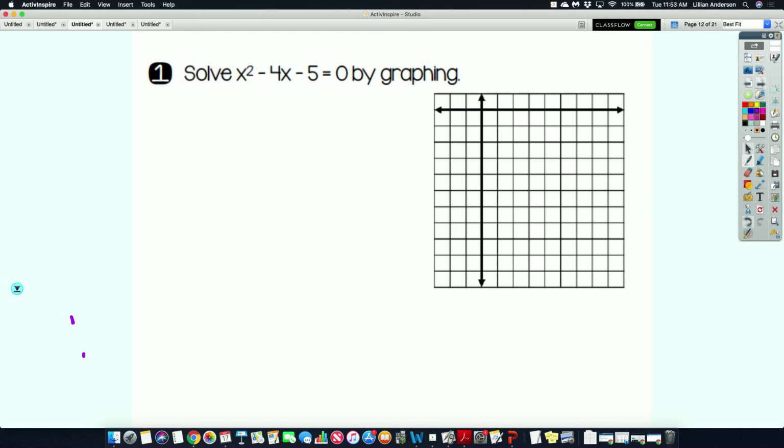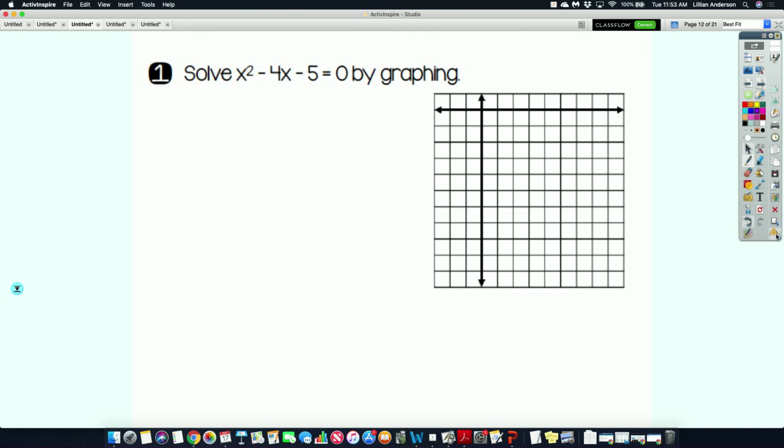We just spent some time graphing some quadratics, right? This quadratic right here, is it in standard form? Yes. So that means in order for us to graph this, we need to find the vertex, and then we need to do the pattern, correct? All right, so let's find the vertex.